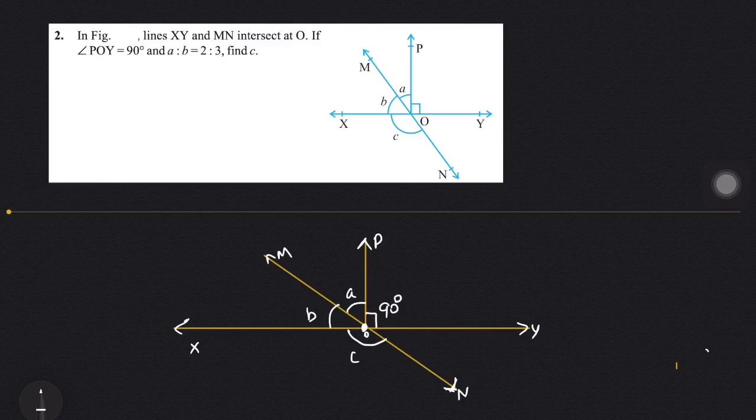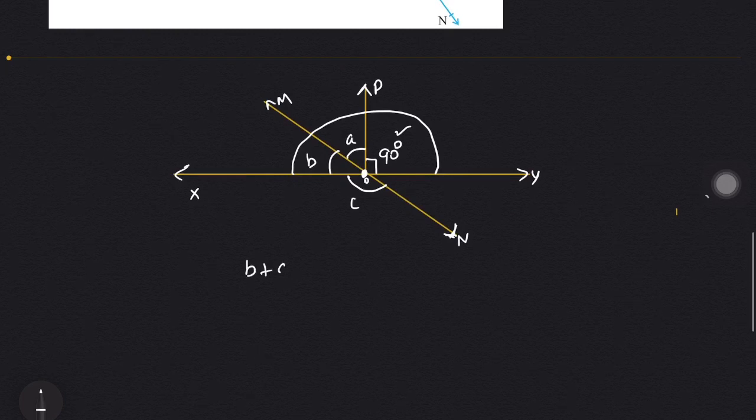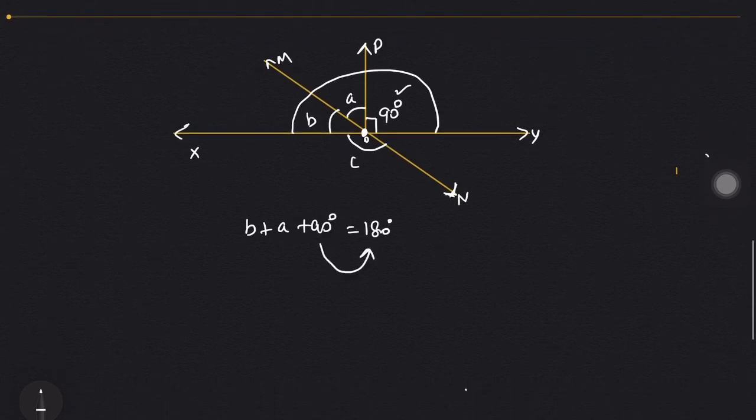Now move to question number 2. In the given figure, XY and MN intersect at origin O, and angle POY is equal to 90 degrees, so this value is equal to 90 degrees, and a is to b is in the ratio 2:3. We need to find angle c. So consider this is a linear pair. That means angle b plus a plus 90 degrees is equal to 180 degrees. Because of the linear pair, b plus a is equal to 90 degrees.